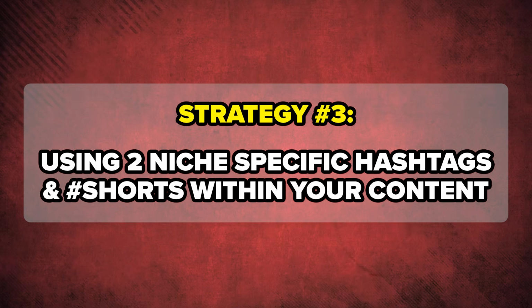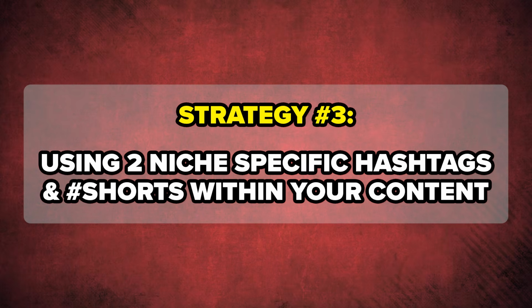Now, hashtag strategy number 3 that makes the most small channels on YouTube go viral is going to be 2 niche specific hashtags and then hashtag shorts. The reason that this works is because it's a very good balance of putting both large niche specific hashtags and a broad hashtag that is going to help to increase your reach.